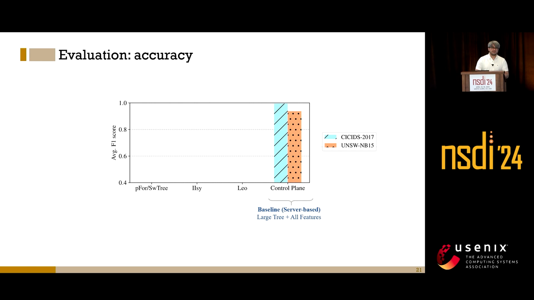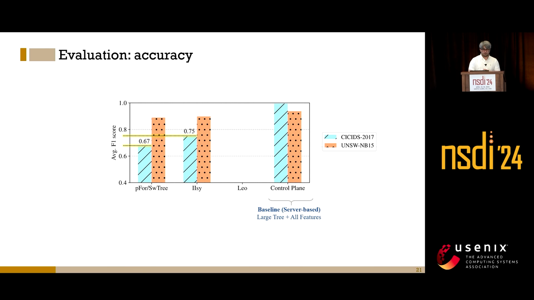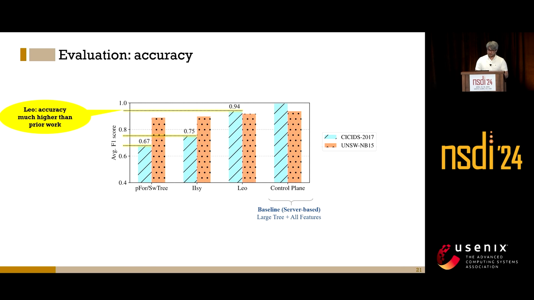Now let us take a look at the classification accuracy of these schemes in an intrusion detection workload. So we will focus on SRAM and using the CIC-IDS 2017 dataset. pForest and SwitchTree achieve an F1 score of 67%, while Easy manages an F1 score of 75%. Leo outperforms both schemes by managing an F1 score of 94%, and it comes quite close to the control plane, which not only has access to a very large tree, but it also has access to the full set of features that can be done in a control plane solution.